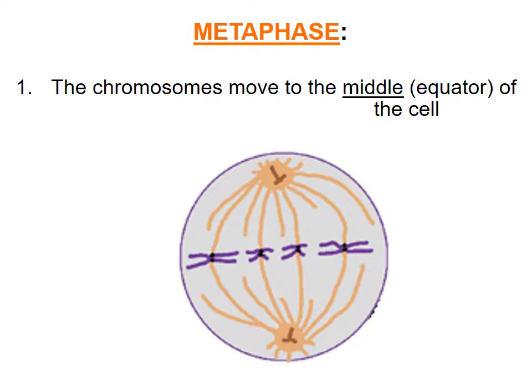Once the chromosomes line up, the centrioles send out spindle fibers that will attach to the centromeres, or the center structure of the chromosome. Here are the centrioles, and you have your spindle fibers here, reaching out to attach to the centromeres. Here is the middle, or the equator of the cell, where the chromosomes are lining up.